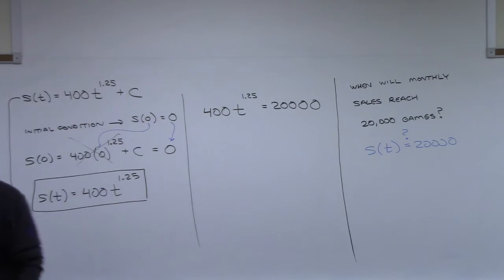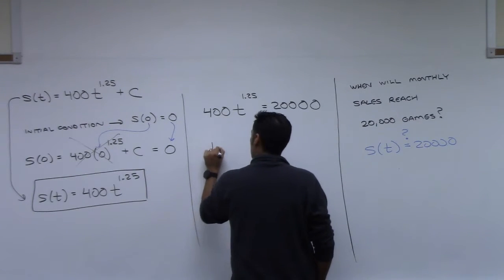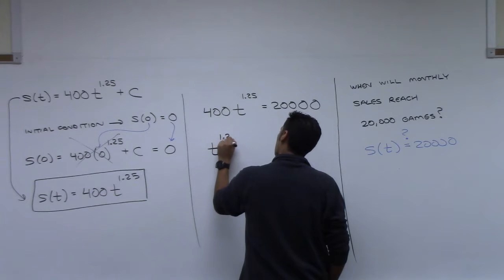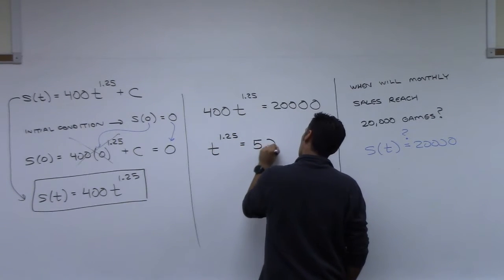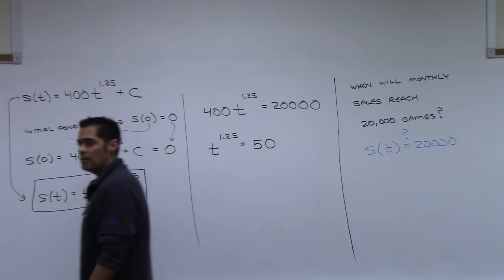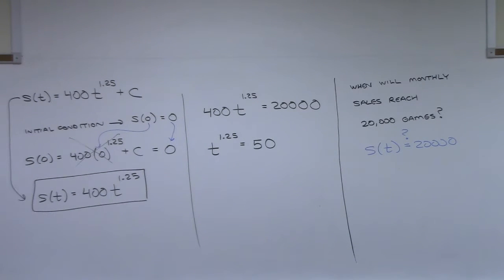So how should I solve that? What should I do first? Divide both sides by 400. So what happens if you divide both sides by 400? What do you get? 50. Everyone agree with that? Now we have something difficult because we used decimals, which a lot of you wanted to use, and that's fine. But you've got to figure out a way to get t right now. So how do you get t? Because right now we have t to the 1.25.